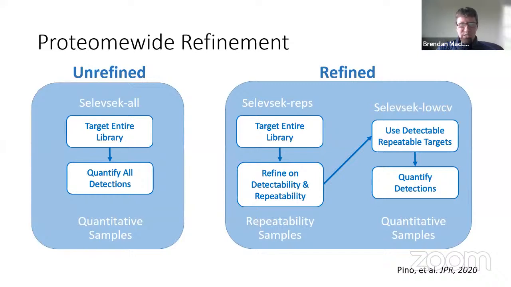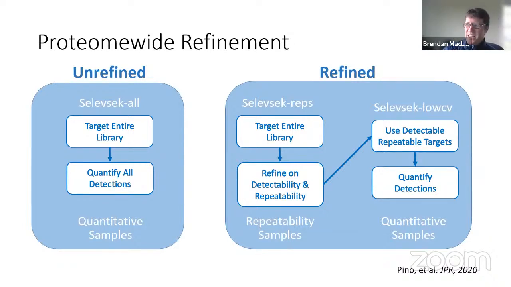So then this again is just the overview. The 2 data sets, Selevsek all, which Olga has just been talking about. This is just everything, all the noise, we just throw it all into the entire library, we quantify everything, and then we take it out and give it to MSstats and say, okay, what can you find? And then this is the refinement experiment where we had a document called Selevsek reps. We imported the replicate data, the repeatability samples, on the entire library, then we did the refinement of detectability and repeatability. And then we just used all the things that we felt were detectable and repeatable, and we were quantifying based on those. So that's the overview of these 2 data sets that Olga's already been talking about.